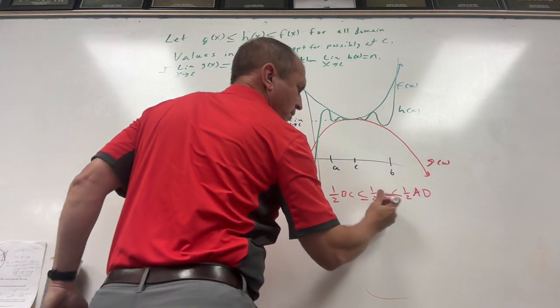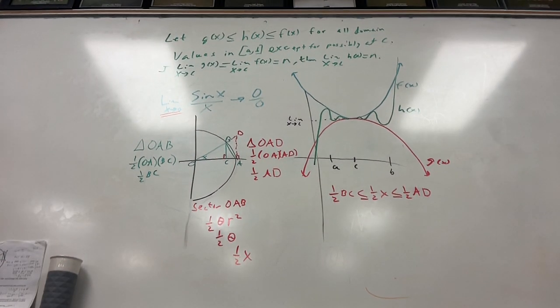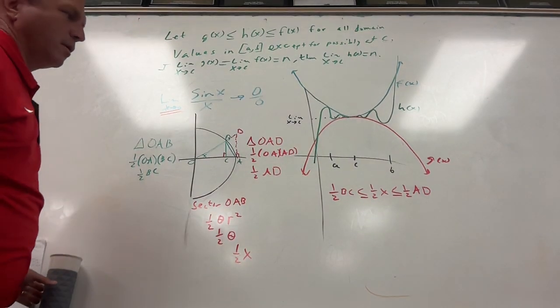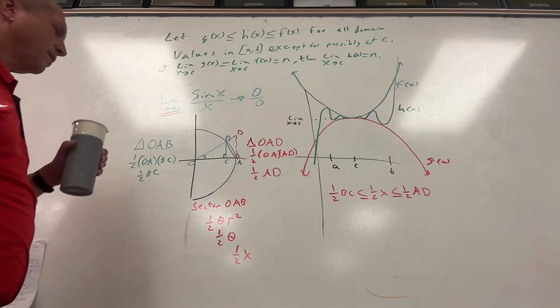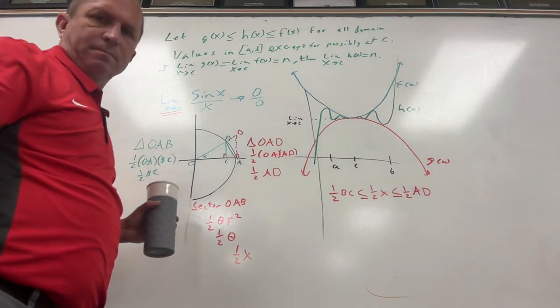So here is where I'm going to chunk in the or equals. Because actually, if x hit 0, then we would have all of them being equal. Are we still good to keep going? Okay.